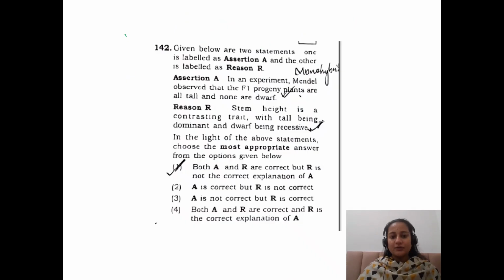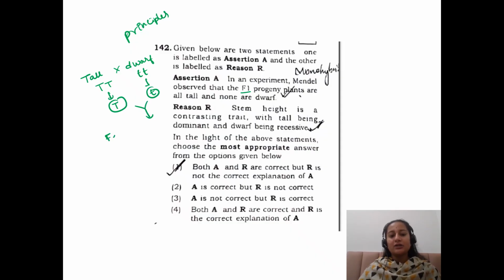This question is from the Principles chapter. In an experiment, Mendel observed that F1 progeny plants are tall and none are dwarf. We know this. Usually Mendel crossed a tall with a dwarf plant. The alleles will be capital TT and small tt. So the gametes we get are capital T gamete and small t gamete. When the gametes are fused, the F1 generation we get is capital T and small t. All the phenotypes are tall. You cannot see any dwarf in the F1 generation. So the first statement is true.